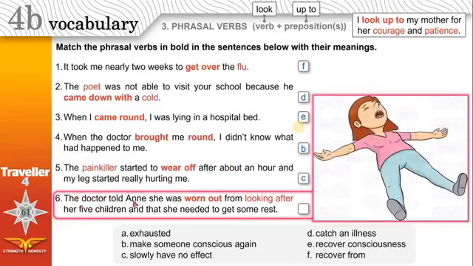The doctor told Anne she was worn out from looking after her 5 children. When you look after children, you take care of them. And that she needed to get some rest. She was worn out. Worn out is the past participle of wear out. Wear out, wore out, the past, worn out, past participle. She was exhausted. She was very tired. And she needed a break.